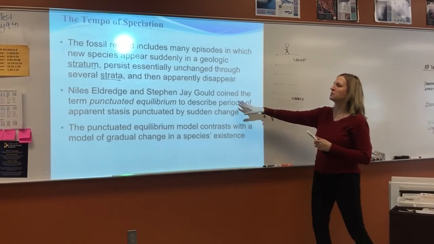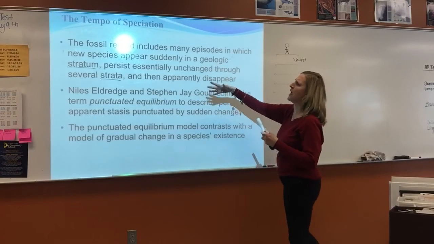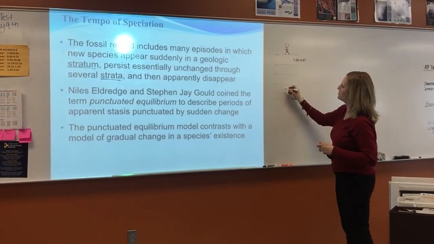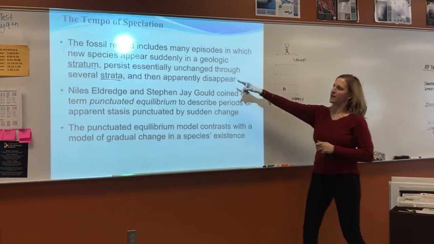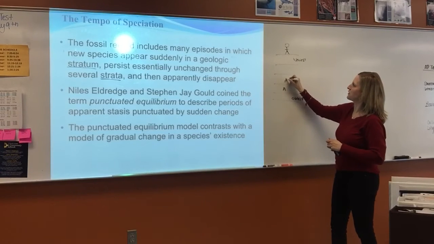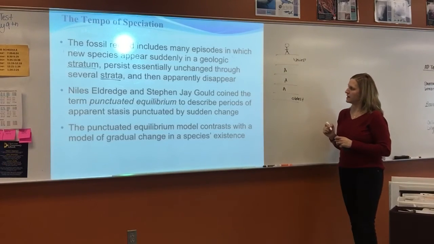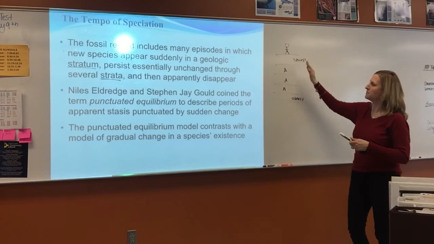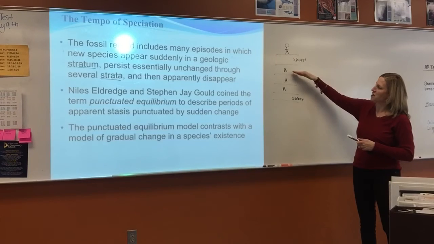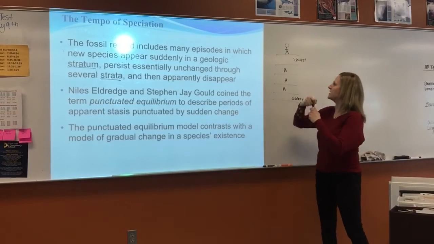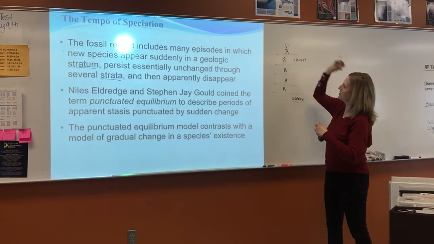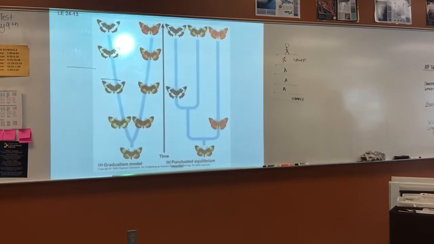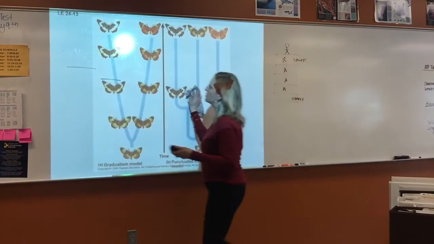And so punctuated equilibrium, as it says here, says you have a new species appear suddenly in a stratum. So let's say species A here. And it persists unchanged through several strata and then disappears. All right? And so that's what that means here. So you have these periods of no change, and then sometimes it can be punctuated by a sudden change. So then it looks a little bit different in the next layer. So let's look at this picture here. This is what this picture is trying to show you here.